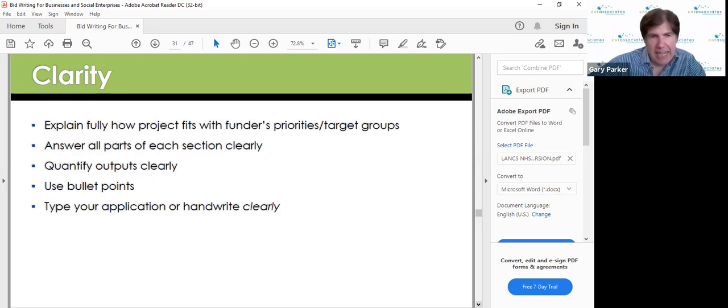Quantify any outputs clearly. So whatever you're delivering, how many people, etc., you've got to quantify that. You can use bullet points, particularly if you've got 200 words to sum things up in. Type your application, or, as it says there, handwrite it clearly. There are very few handwritten applications these days. There are still some around, and some charities will accept them.